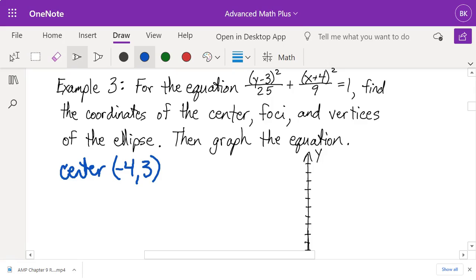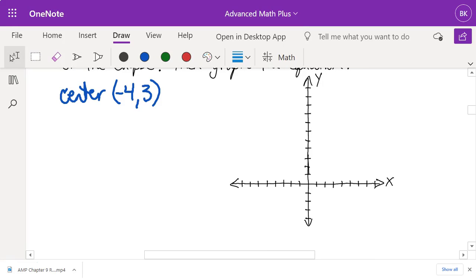Everybody good there? Now, like I told you earlier, I find, especially with ellipses, it's easier to graph them first than it is to do the equation first. Okay? So all I need is the center, really. So I'm going to go to my center. I'm going to go left 4, up 3. 1, 2, 3, 4, up 3. So about right there. Everybody good? Somebody look under the Y part and tell me what number is there. What's under the Y?